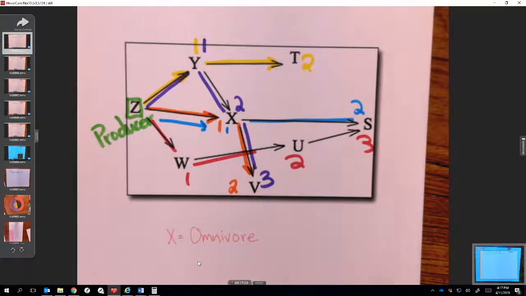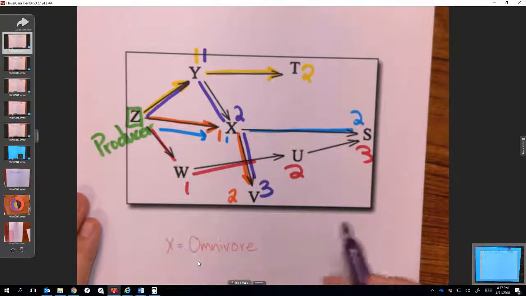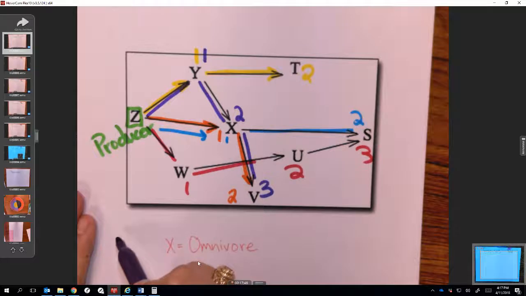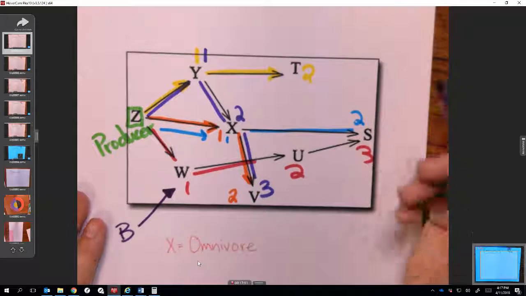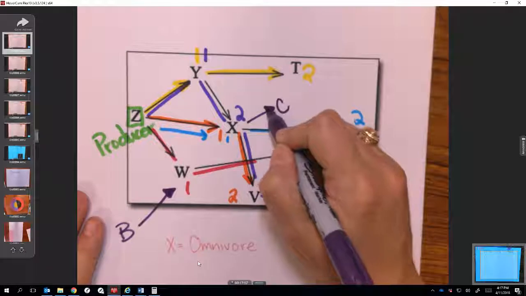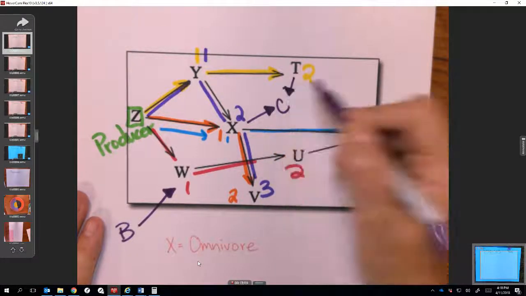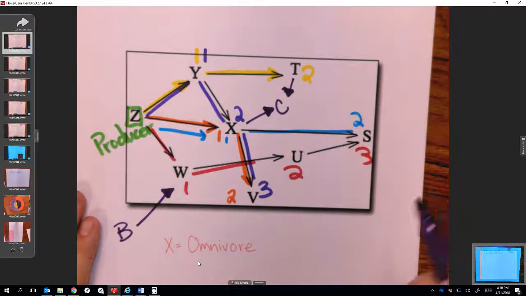I could add, if I wanted to, biodiversity to this food web. Well, if I, the teacher, want to add to it, I could add biodiversity by adding another producer. Maybe B goes to W. And I could add another organism maybe that eats C or T. So by adding organisms to the web, really if you have an environment with more organisms, you have more biodiversity.